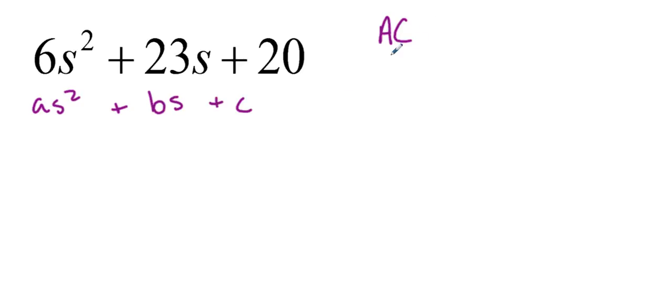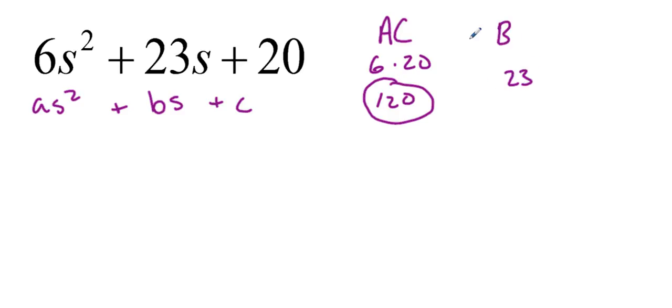Okay, so look at this method. We're going to take 6 times our C value, so 6 is our A, and C is our 20, and we get 120. Holy cow, that is huge. All right, so we're going to take 120 and figure out the factors of 120. That will give us our B value, and our B value, drum roll please, is 23.